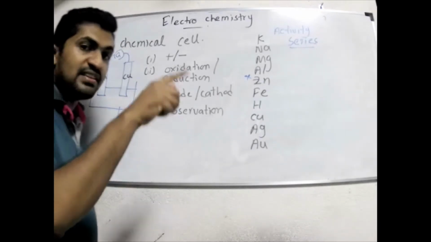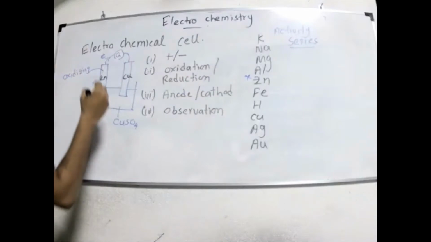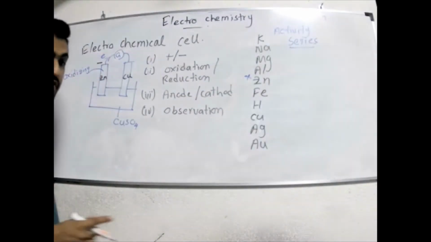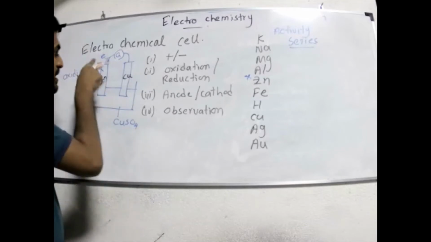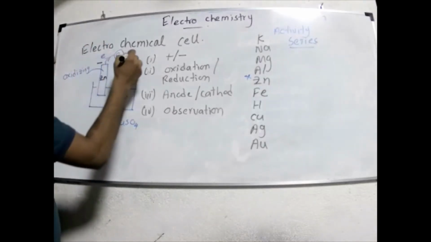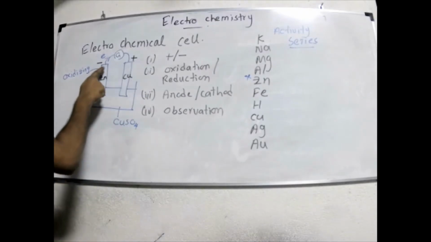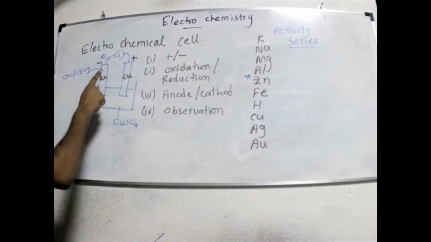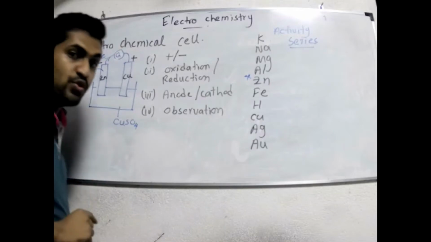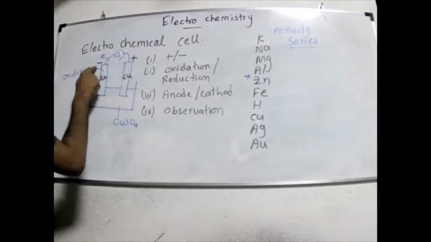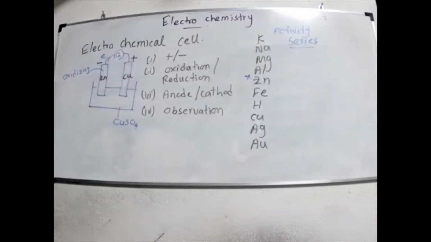Then if it is a cell, the terminal which removes electrons we call minus. Then zinc is minus, copper is plus. Because zinc is the one which goes to oxidation. Zinc is the one removing electrons. So zinc is called the minus terminal and copper is called the plus terminal.